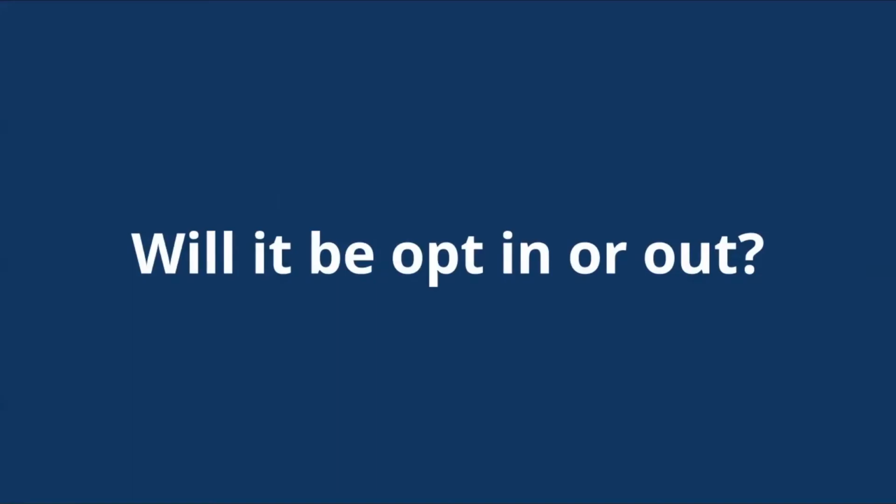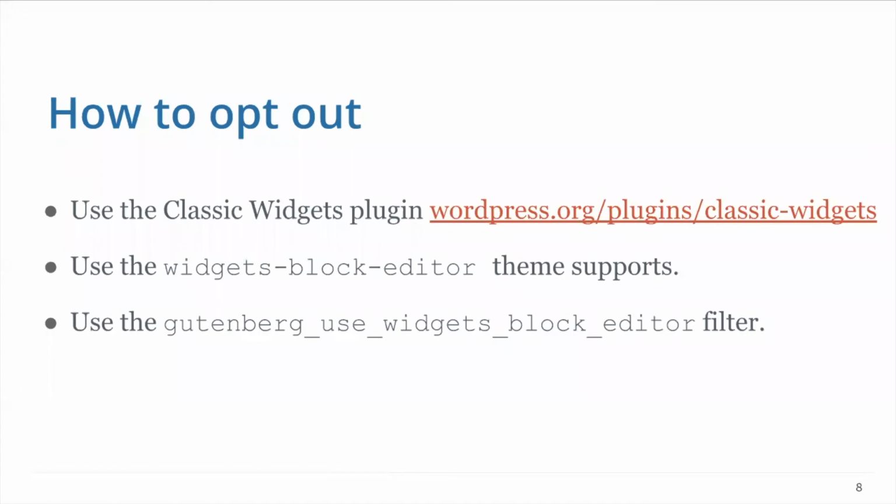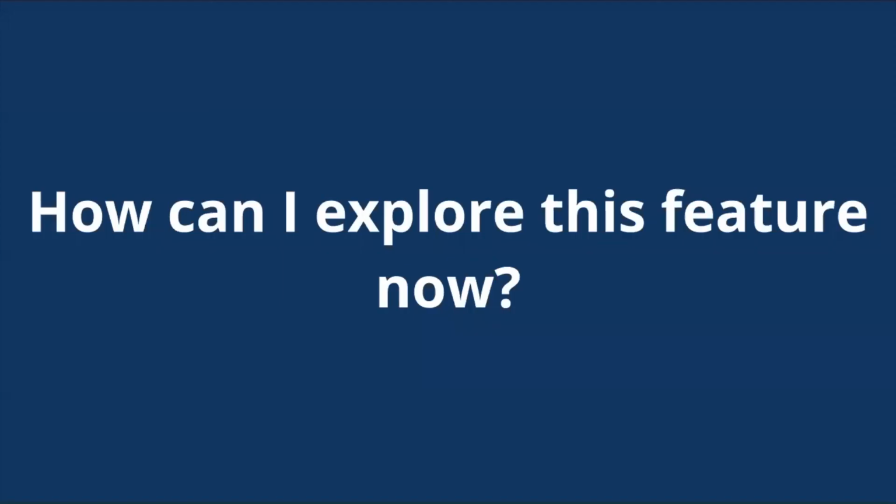So now I've given you a peek of what it will be like. The big question is, will it be opt-in or opt-out? And we call this the adoption pathway. Right now it's going to be opt-out, and there's actually 3 ways you can opt out. If you're a user, you can use the classic widgets plugin, which I've linked to here. If you're a themer, you can use the widgets block editor theme support to remove support. Then if you're an administrator, you can actually use this filter here to remove support for it as well.